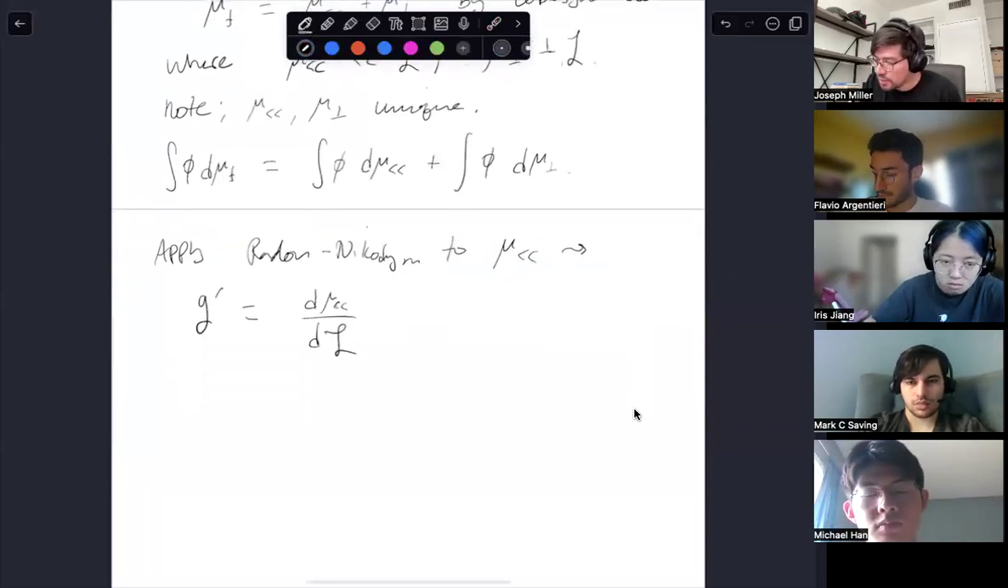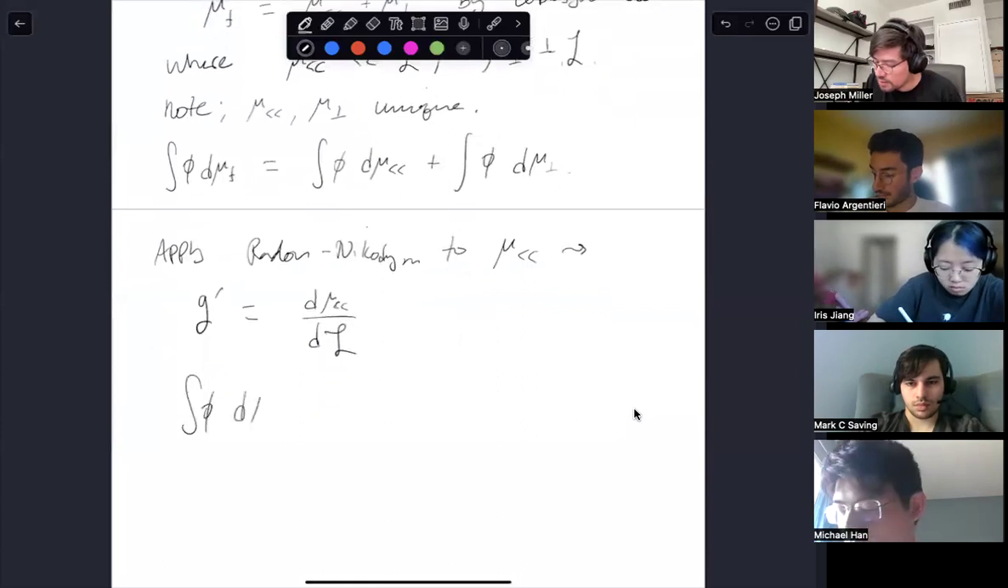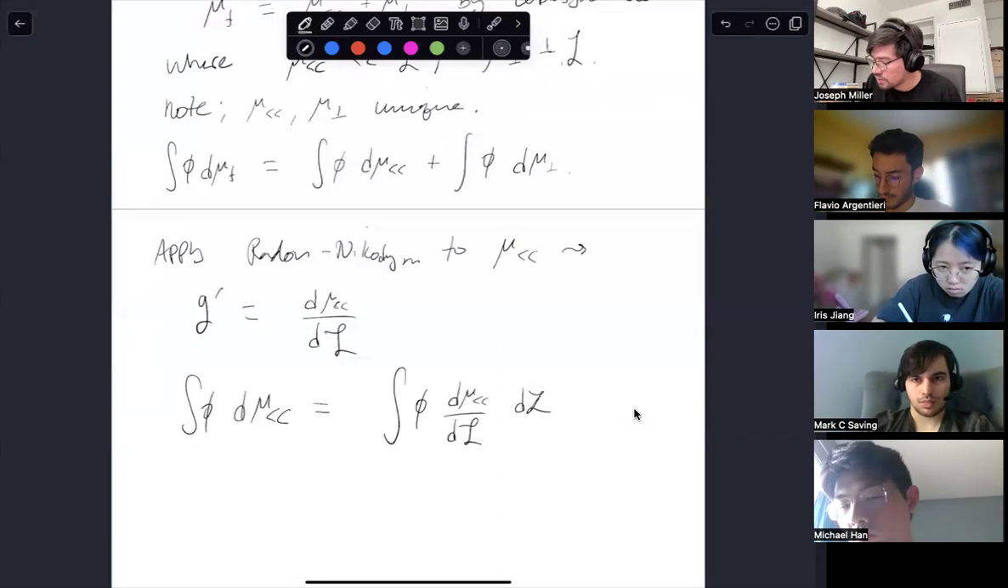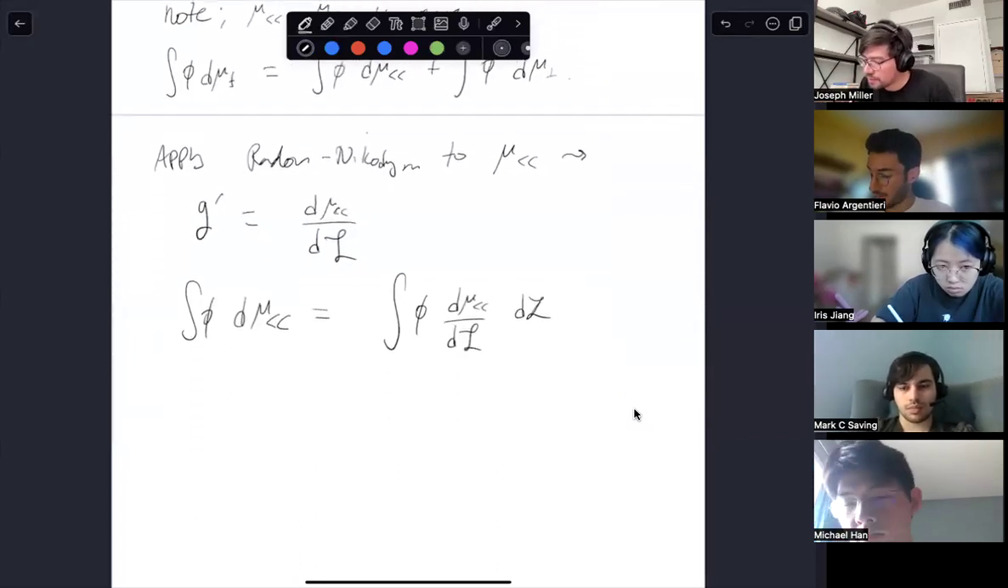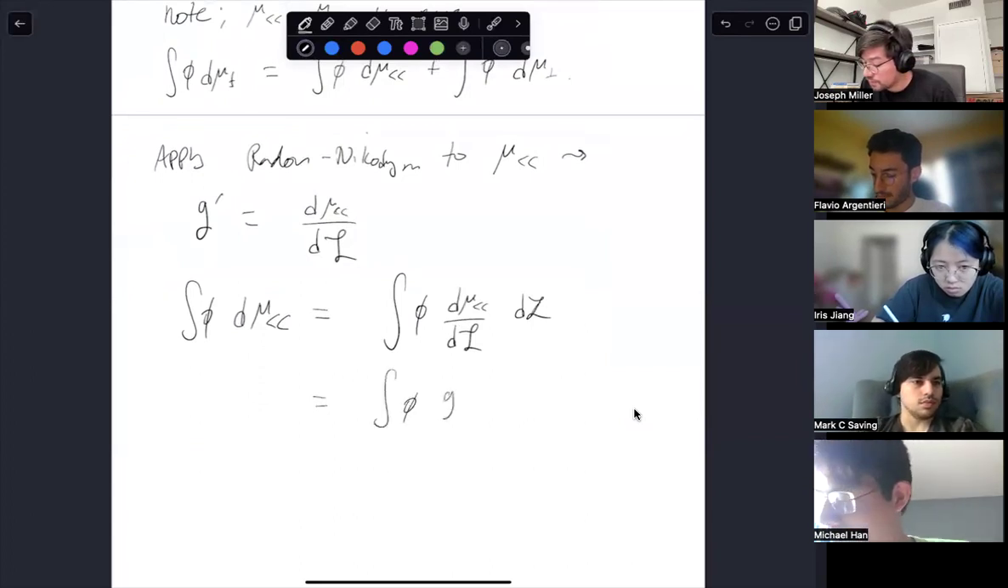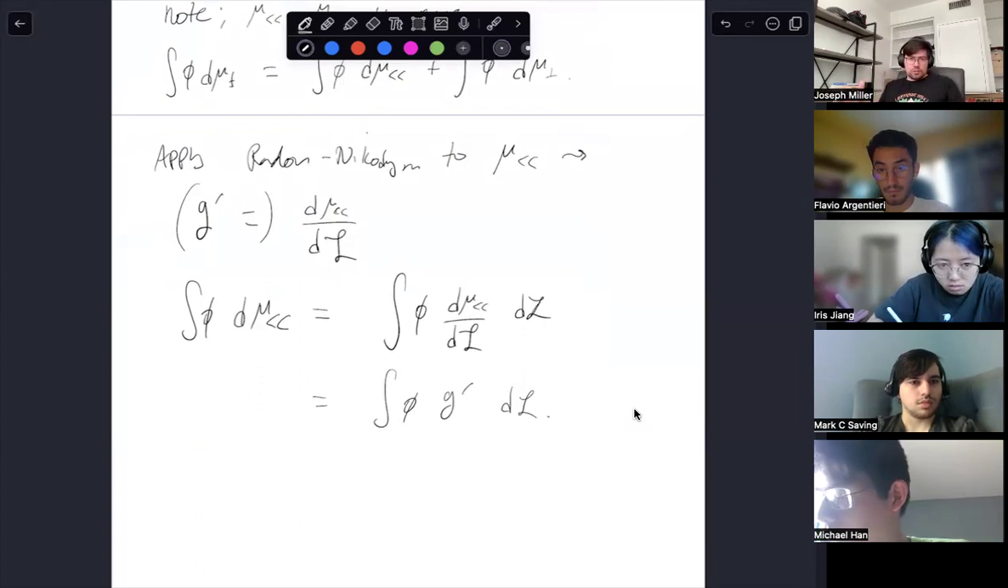And so what this means is when I want to integrate phi against the absolutely continuous part, I can write it as the integral of phi d. So this is the definition of the Radon-Nikodym derivative. The script L is the Lebesgue measure. And by uniqueness, you can check that this is true. So I don't know that originally, but I know it's true now. Okay, and there's some little argument to use uniqueness.